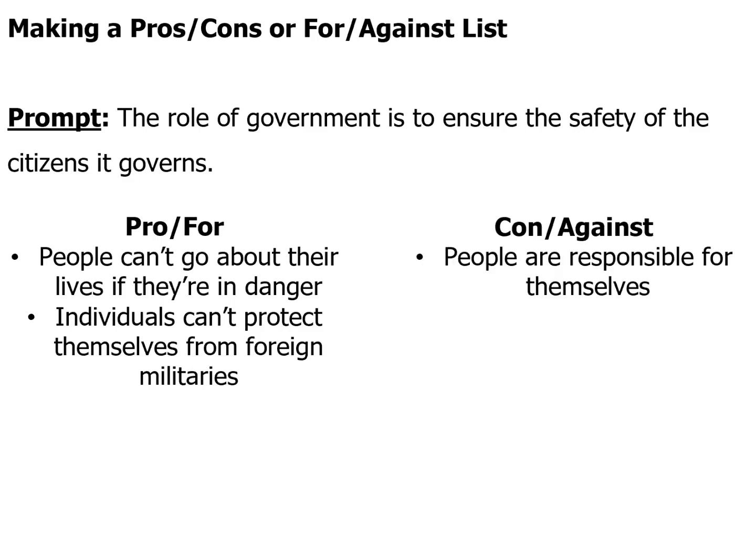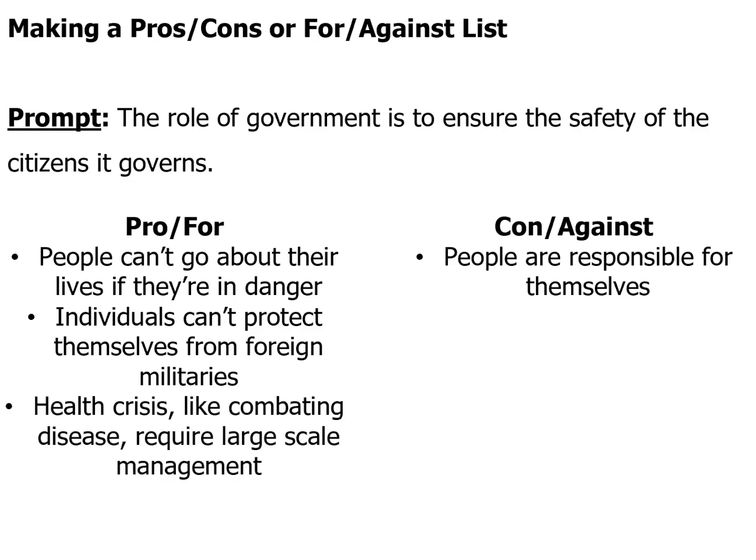Our next one shows up in the con category, and that's completely normal. Again, brainstorming usually doesn't happen just with one side and then the other, so it's pretty normal to bounce back and forth. This claim, people are responsible for themselves, suggests that an individual's role in safety is actually greater than the government's. Now moving back to the pro side, health crises like combating disease require large-scale management. Some events are just too big for individuals, therefore the government has to step in.